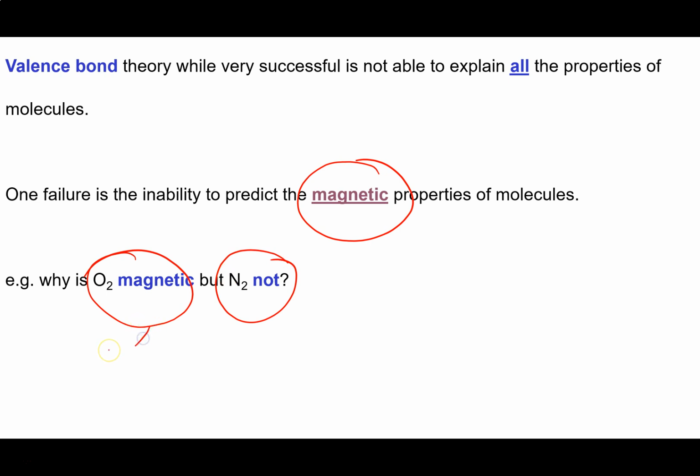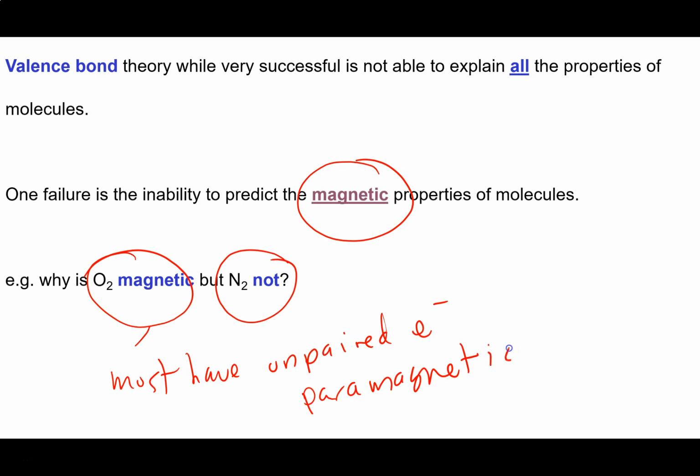Now, in order for a molecule to be magnetic, it must have unpaired electrons, and it has to be what we call paramagnetic. And you'll see that valence bond theory can't explain this.